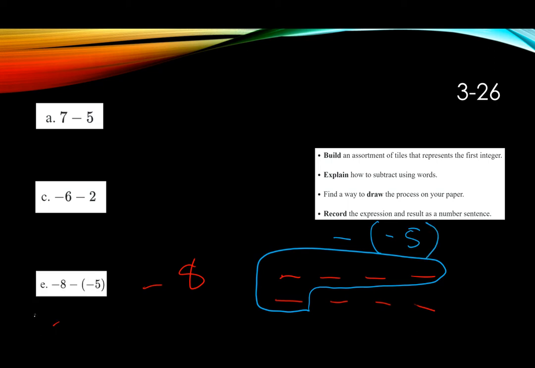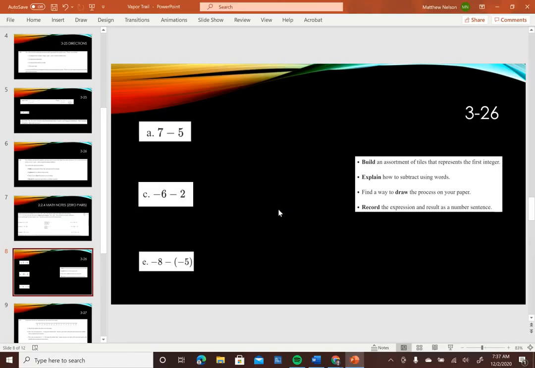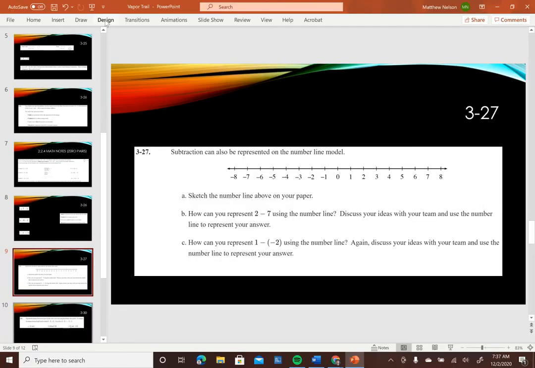I'll do this in orange. I'm left with 3 negatives. So -8 minus -5 is going to leave me with -3. And we can think about that as -8 plus +5. It's the same thing. And that's going to give us -3 as well. So just one way we can check our work. Moving on to the next problem set here.